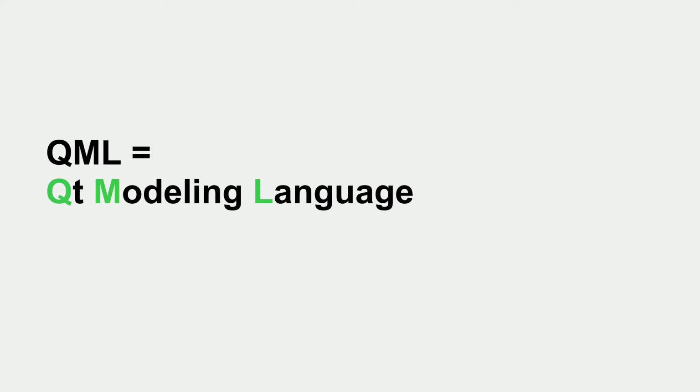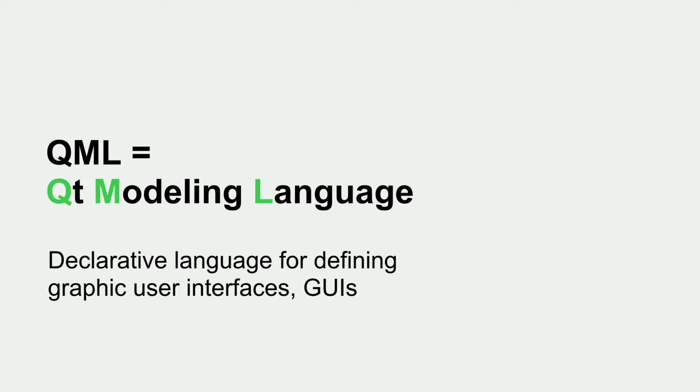QML means Qt Modeling Language. It is a declarative language for defining graphic user interfaces, GUIs. Declarative means a descriptive way of writing the code.